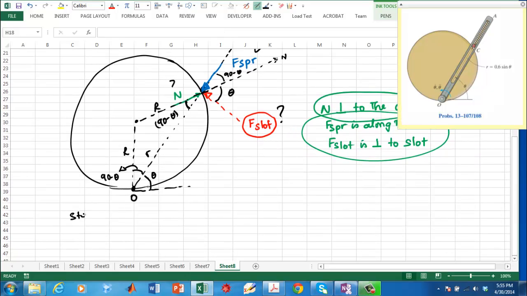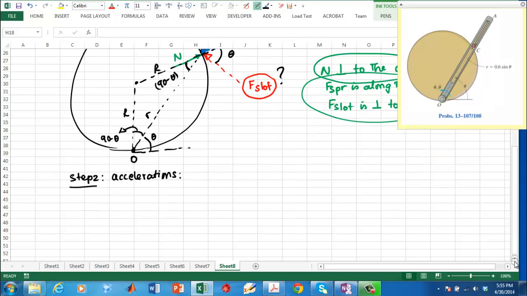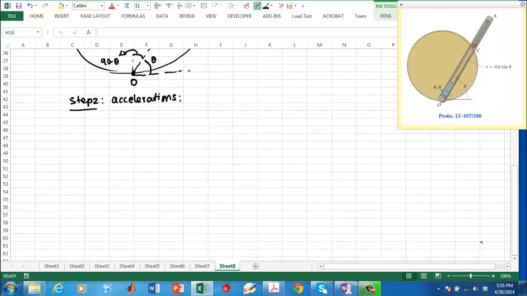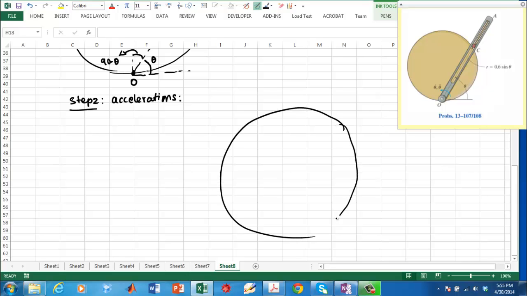Step 2, accelerations. I'm going to draw another figure exactly like this for the accelerations. So let's draw that. And it actually will be considerably simpler. That's the center. That's the radius. That's R. So we're going to use this point as our origin.